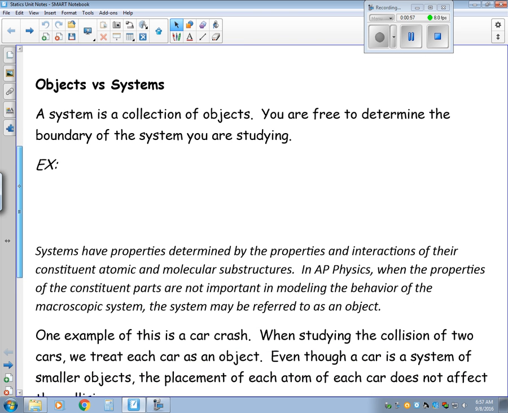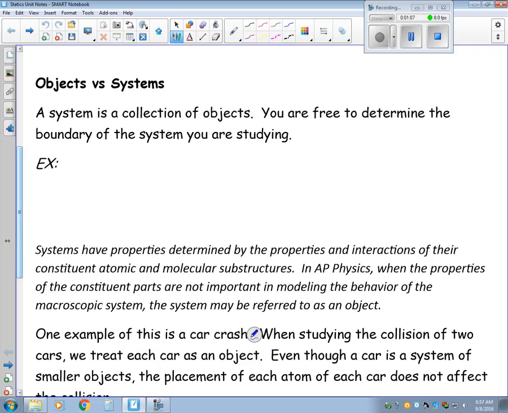All right, so first off, objects versus systems. A system is a collection of objects. And what's kind of cool is that you're free to determine the boundary for that system. So as an example, we can take a look at the planets in a solar system. And we can see how the planets are interacting with each other or with their sun.